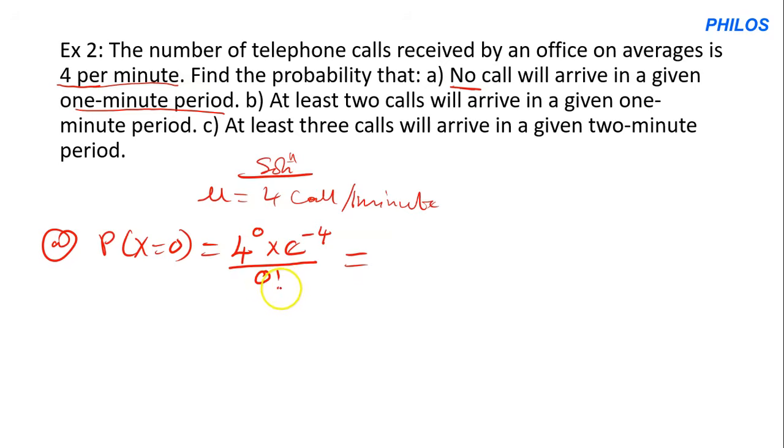Okay, so when you press equal to sign, you get 0.01832. So 0.01832 is the correct answer for question A.